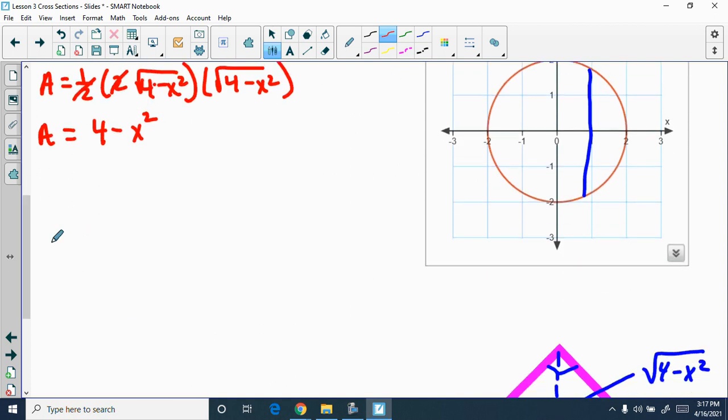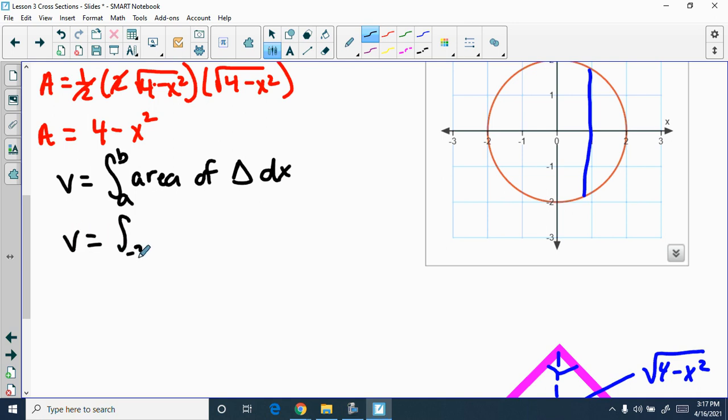Now we're going to create that formula for our volume. So volume is going to be the integral from a to b of the area of our triangle. So our a and b are still -2 to 2. We're plugging in our formula of 4 minus x squared dx. And then we're going to type this equation into our calculators to get our final answer of 32/3.